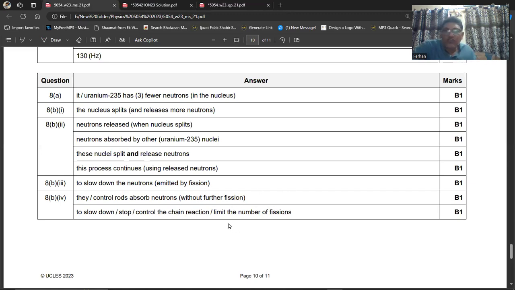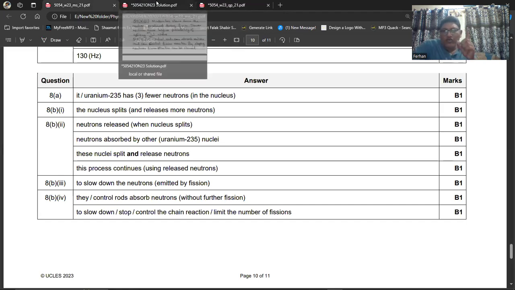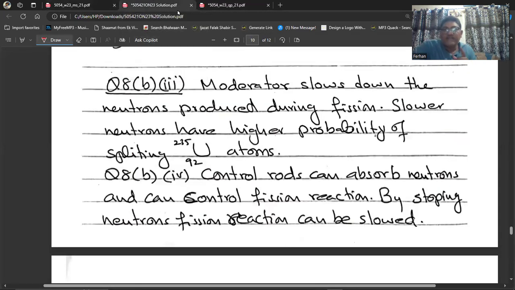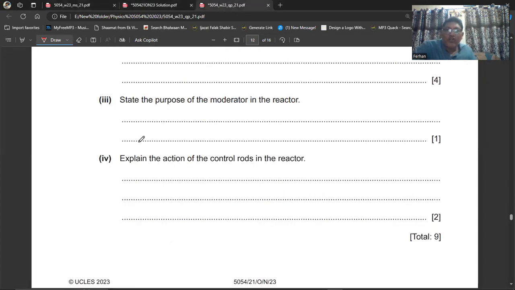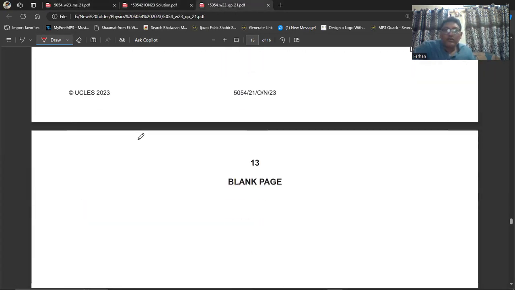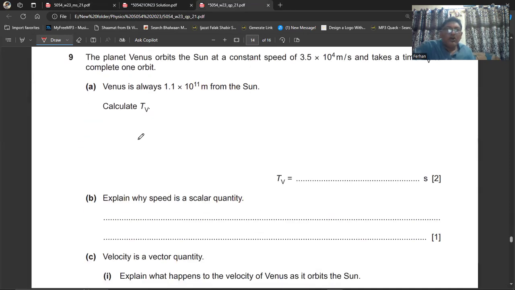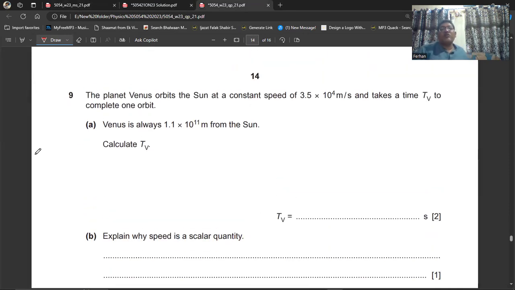They absorb the neutrons, and so you can look at this marking scheme, look at this answer and then write your own answer. You can consult your book also. Okay, so we are going to the next question. That is question number 9.